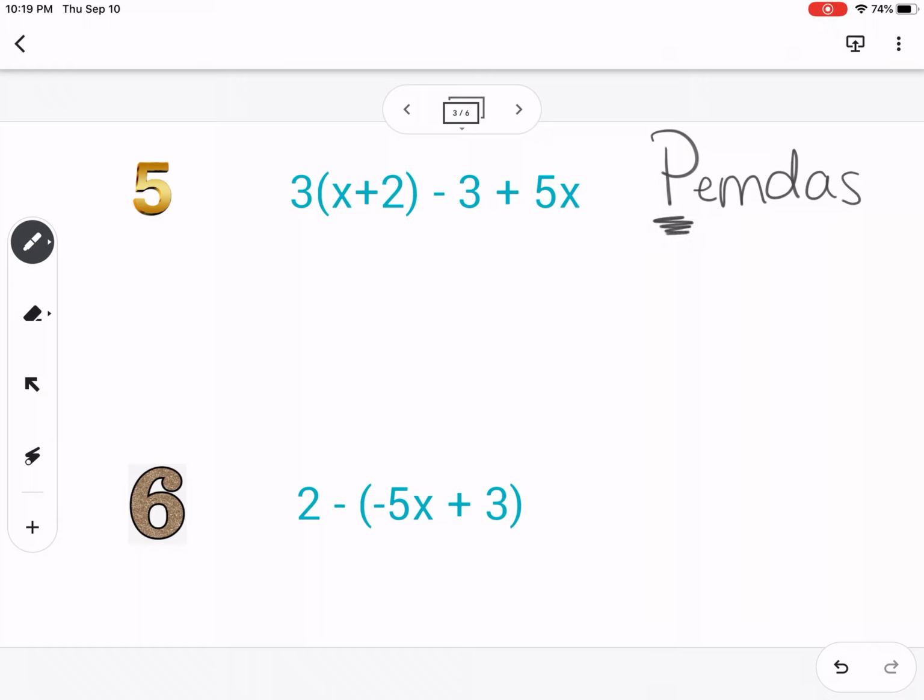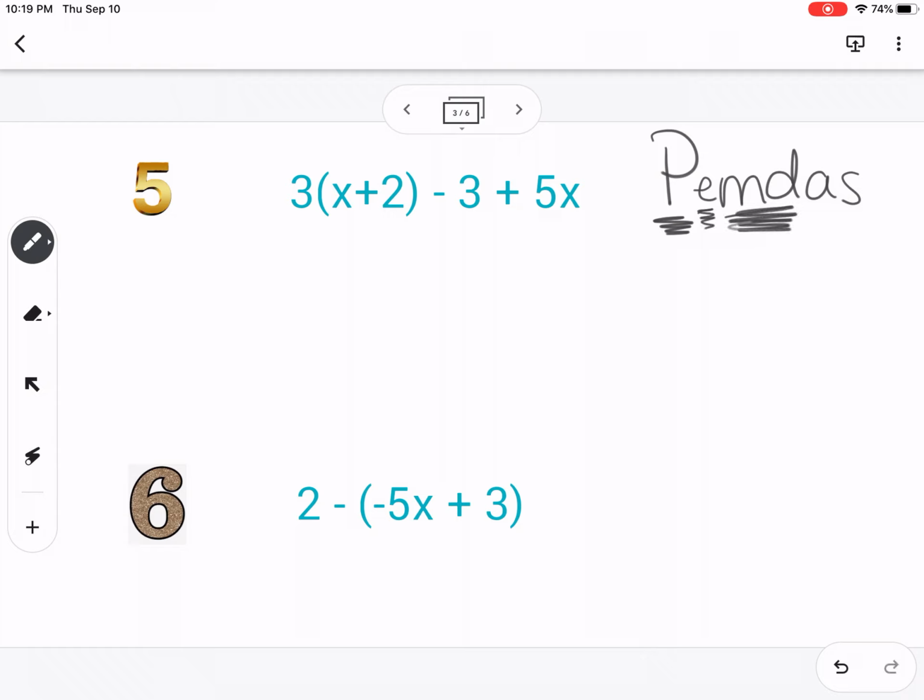Parentheses. There are parentheses. Parentheses means do what's inside the parentheses. Can you do anything with x plus 2? Right? No, you can't. You can't add them together. They're not like terms. So parentheses is done. E, exponents, we don't have any.